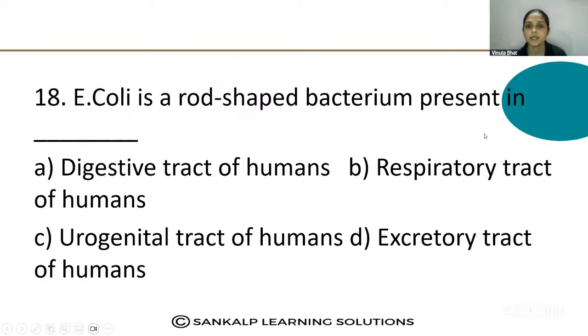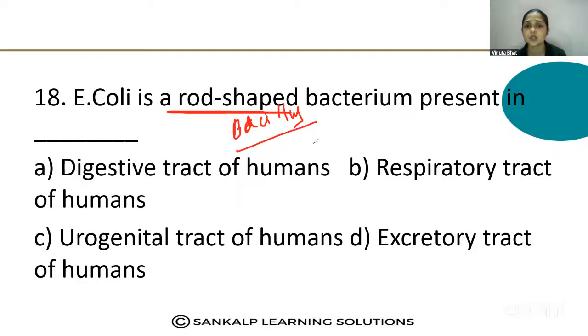Next question. E. coli is a rod-shaped bacterium present in the digestive tract of humans, respiratory tract of humans, urogenital tract of humans, or excretory tract of humans. Here, rod-shaped bacteria, what is it called? Rod-shaped bacteria are called bacillus type of bacteria, right? Based on the shape, it is called bacillus type of bacteria.